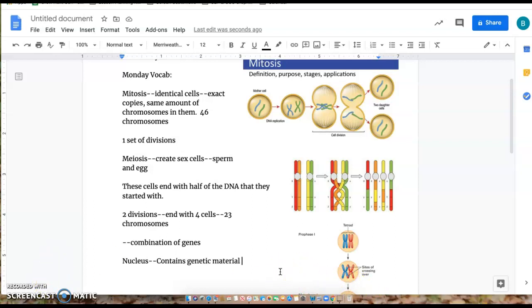And if you did the assignment from last Friday, that simulation, it showed you some pictures of what that looks like as well. So that is the vocab for Monday.